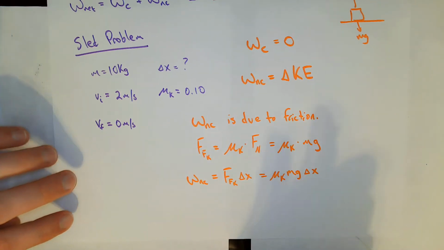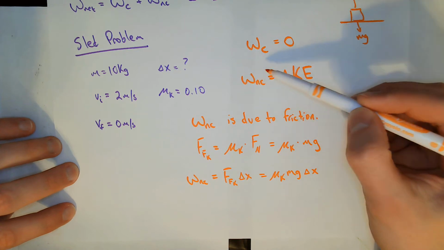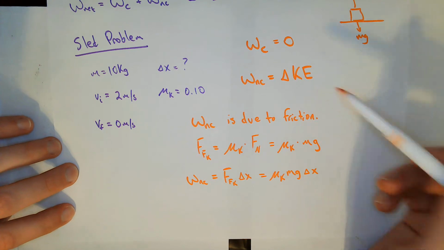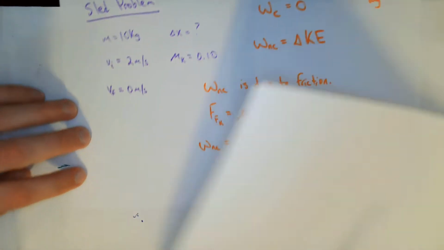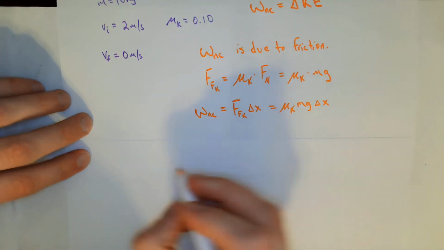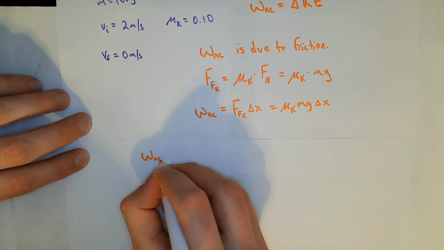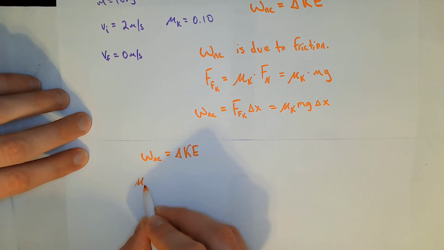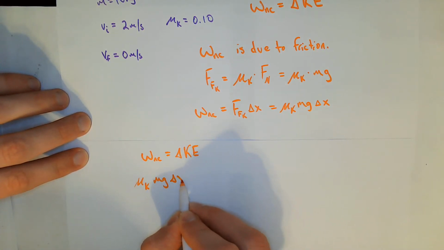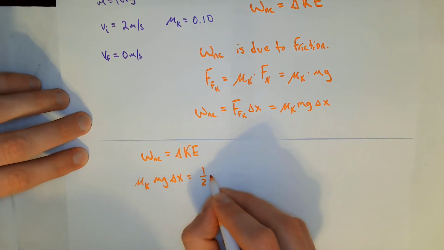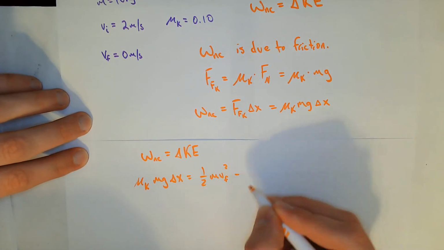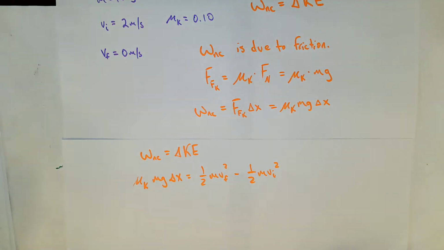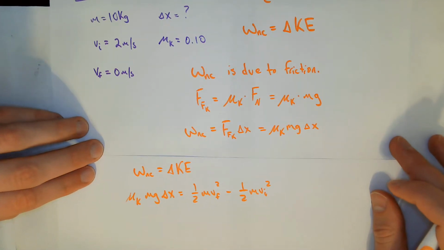Okay, moreover, I know that my work done by my non-conservative force should be equal to delta KE. So here is the big equation that's going to dictate this whole situation: W_NC is equal to delta KE. So I have mu sub k mg delta x, that's the left-hand side, is equal to 1/2 m v final squared minus 1/2 m v initial squared. And now I'm ready to start plugging stuff in.